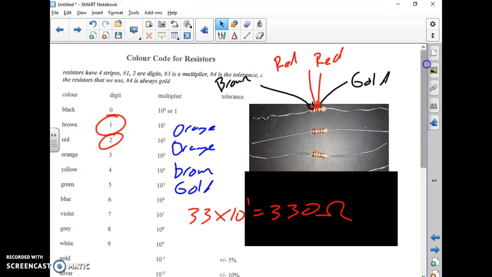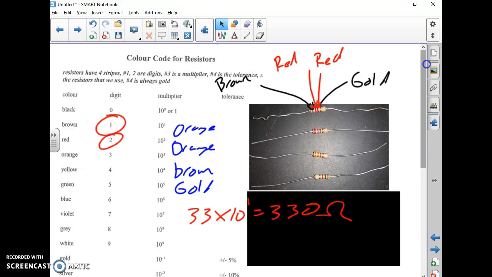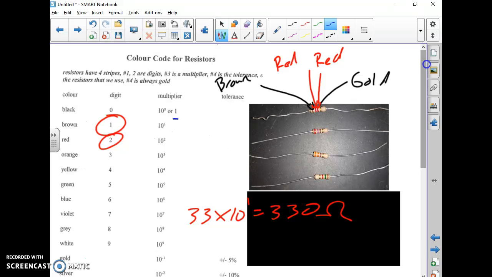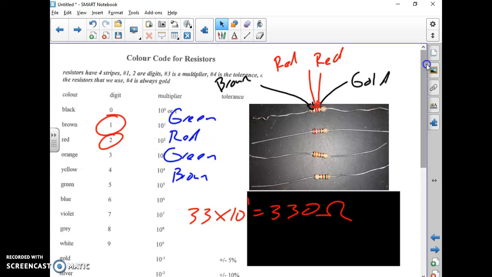One more example for you to try. And I would say in this case, our colors are going to be green, red, green, and brown. Go ahead and hit pause and try that question.